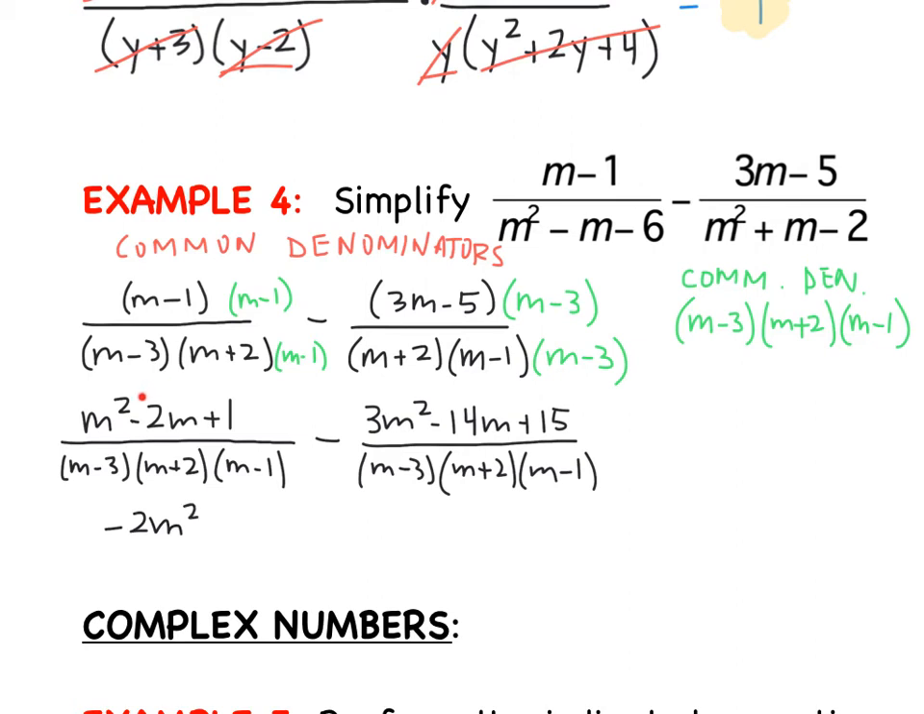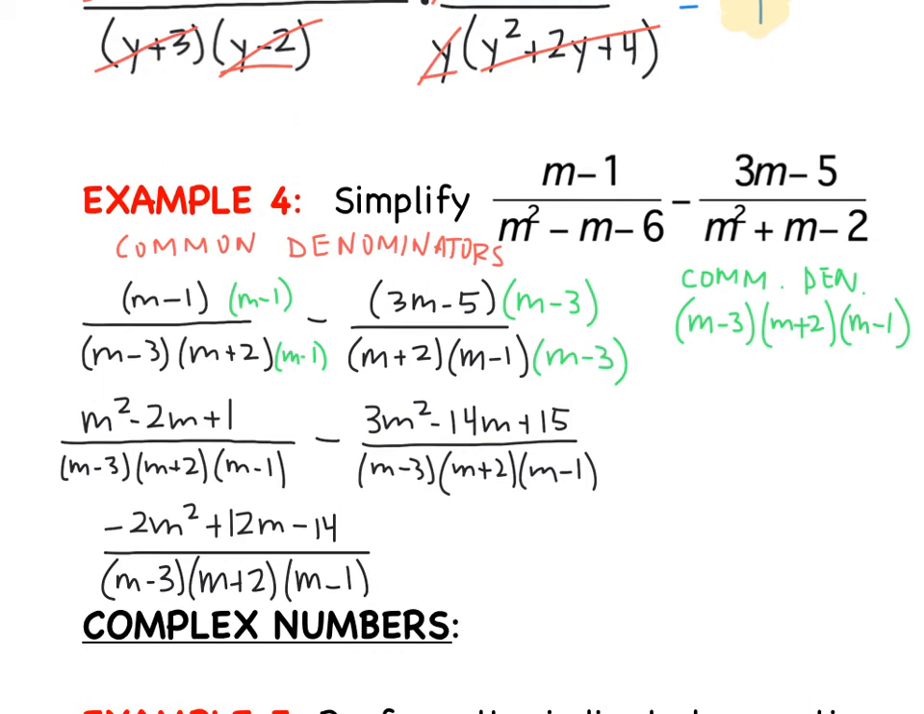And now we have minus 2m minus a negative 14m, so that goes to plus 14m. So that's going to take us to plus 12m. And then finally we have plus 1 minus 15, so that's going to take us to minus 14. And then we keep our entire denominator, and we have m minus 3, m plus 2, and m minus 1.